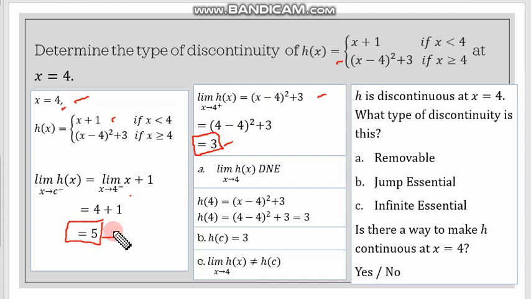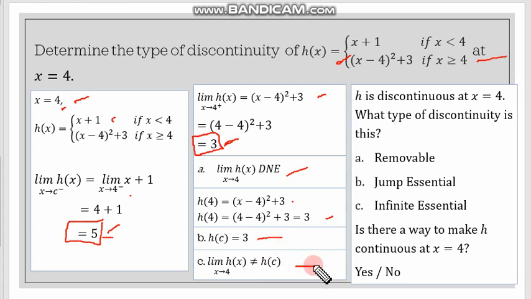Since the limit on the left side is equal to 5, which is not equal to the limit on the right side, therefore the limit of the function as x approaches 4 is DNE, or does not exist. It means that our function is discontinuous. Okay, how about the h of c? So h of 4 is equal to, we will use the second equation because x is greater than or equal to 4, we will use the second piece. So x minus 4 squared plus 3, so h of 4 is equal to 4 minus 4 squared plus 3, which is equal to 3. So h of c is equal to 3.